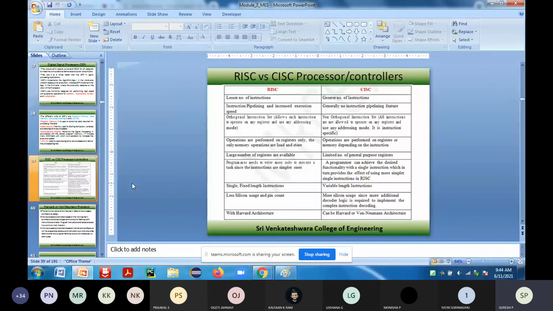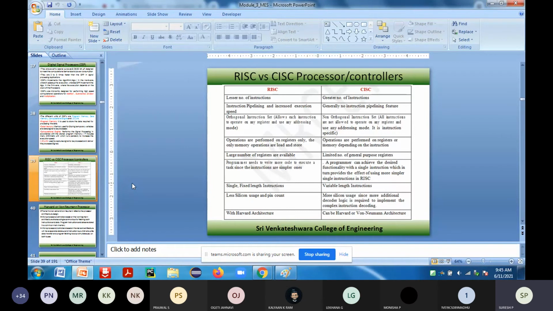Don't compare your normal RISC processors, that is your 8051 microcontroller, with ARM. ARM is an advanced RISC machine. Okay, so you have to keep that in mind. That's why, in most RISC architectures, the instruction will allow operation on any register, with any of the addressing modes.